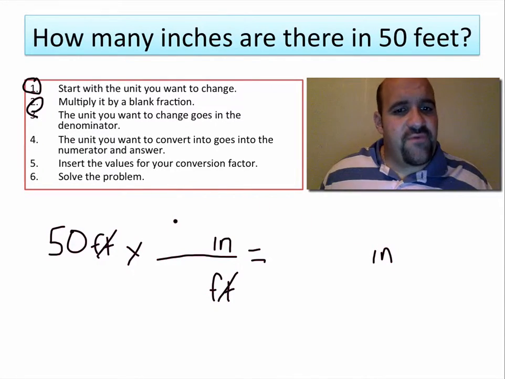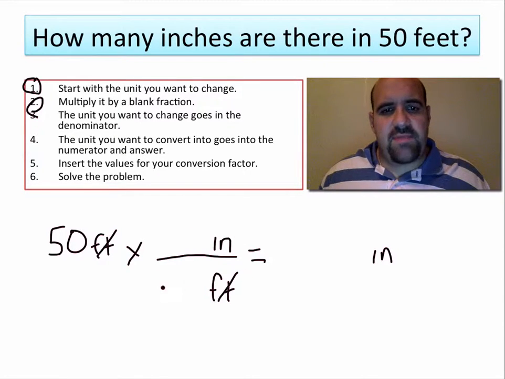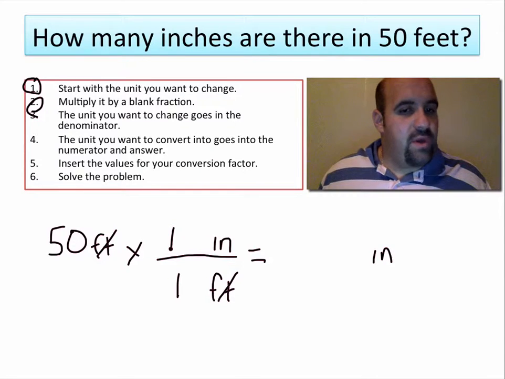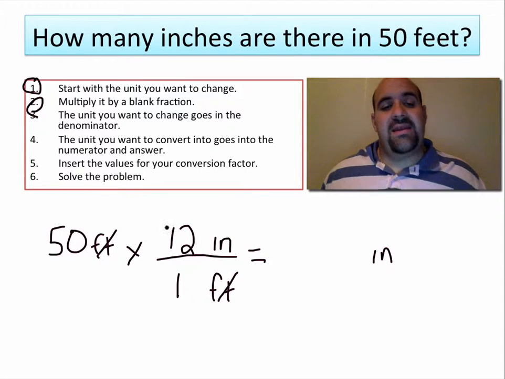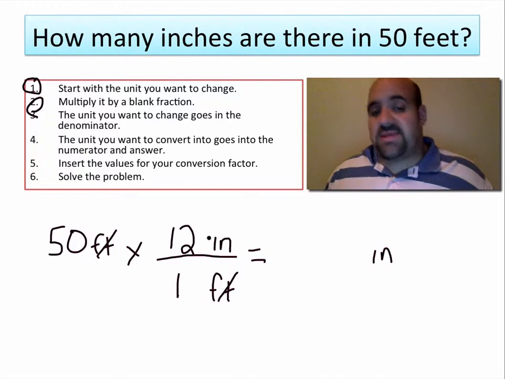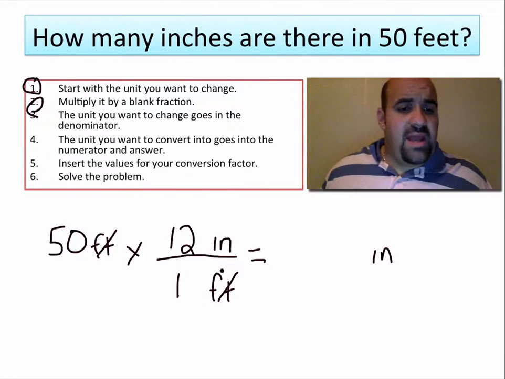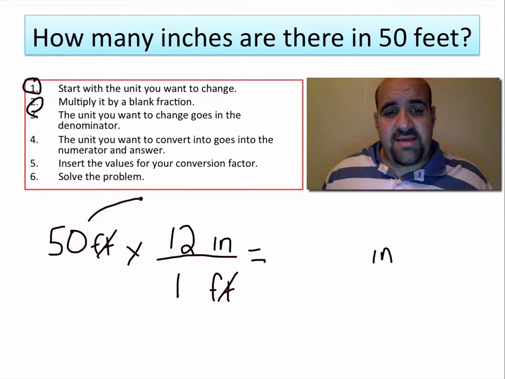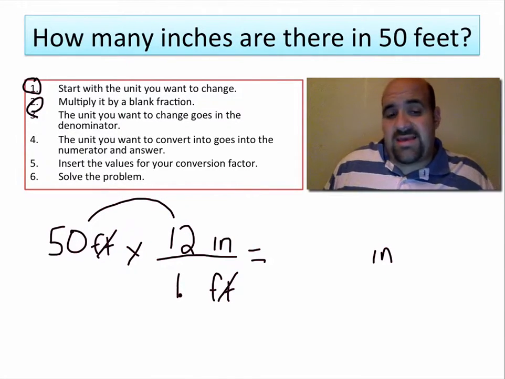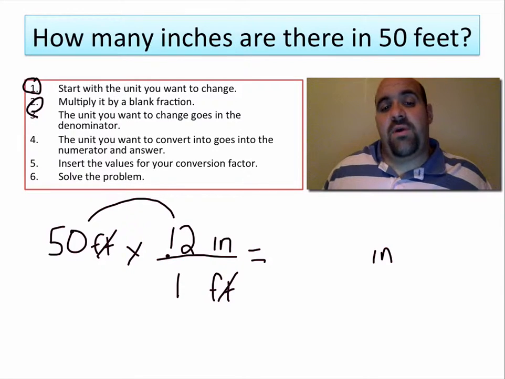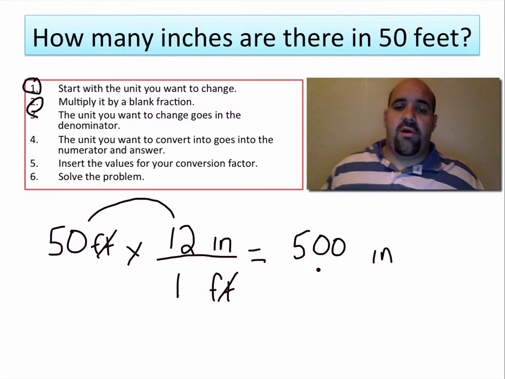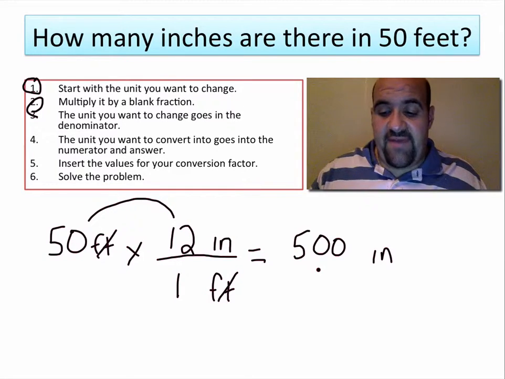Insert the values for your conversion factor. That's what this blank fraction is. I know that 1 foot is 12 inches. So you put in some conversion factor that's essentially equal to 1. 12 inches is the same as 1 foot. So now all I have to do is multiply across 50 times 12, divide by the denominator, which is 1, so that stays the same. 50 times 12 is going to be 500. So there are 500 inches in 50 feet.